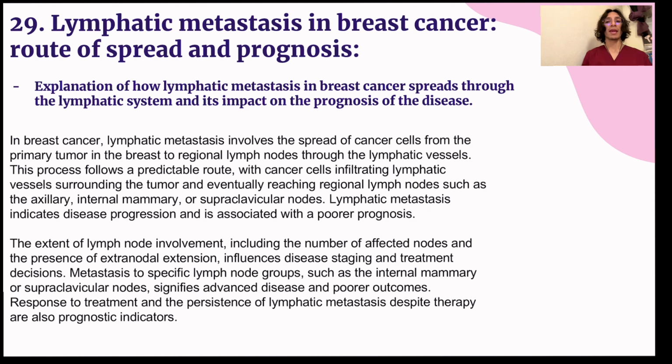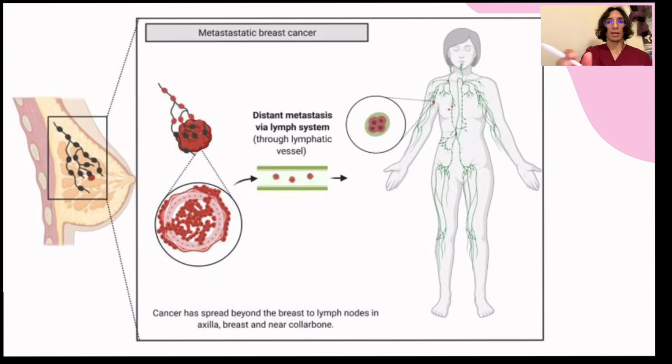Lymphatic metastasis indicates disease progression and is associated with a poorer prognosis. The extent of lymph node involvement, including the number of affected nodes and the presence of extranodal extension, influences disease staging and treatment decisions. Metastasis to specific lymph node groups, such as the internal mammary or supraclavicular nodes, signifies advanced disease and poorer outcomes. Response to treatment and the persistence of lymphatic metastasis despite therapy are also prognostic indicators.